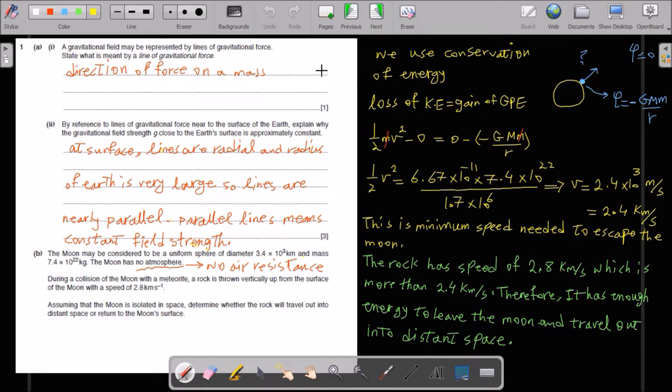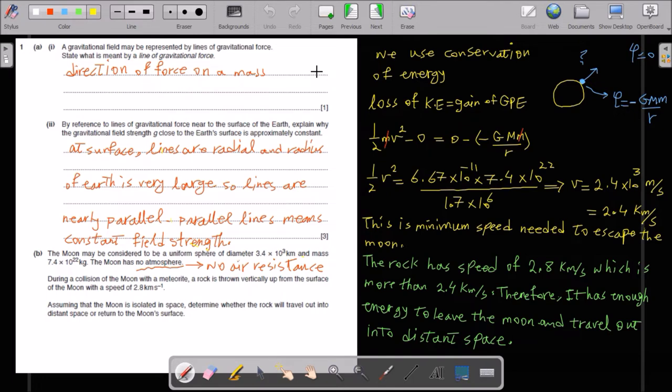During a collision of the moon with a meteorite, a rock is thrown vertically up from the surface of the moon with a speed of 2.8 km per second. Assuming that the moon is isolated in space, determine whether the rock will travel out into distant space or return to the moon's surface. Okay. First of all, I would like to tell you some introduction. After that, I solve this question.